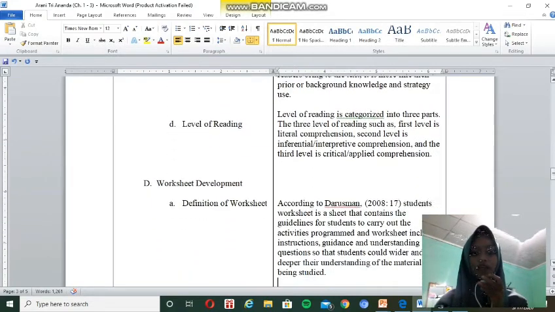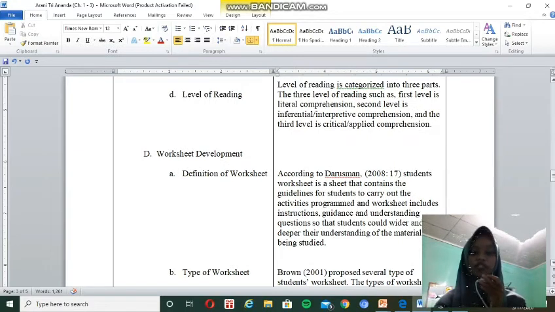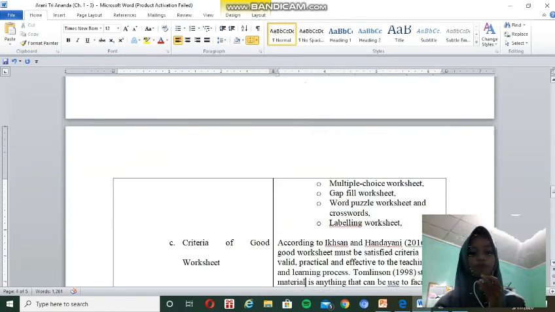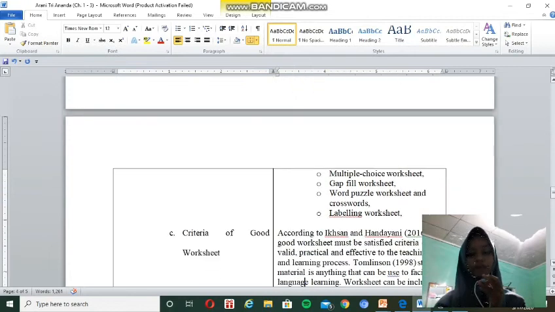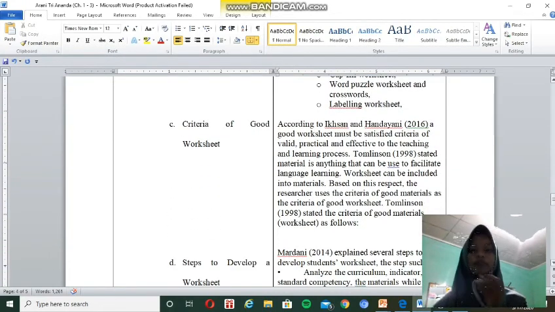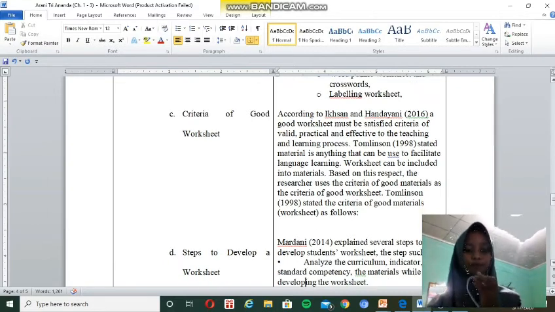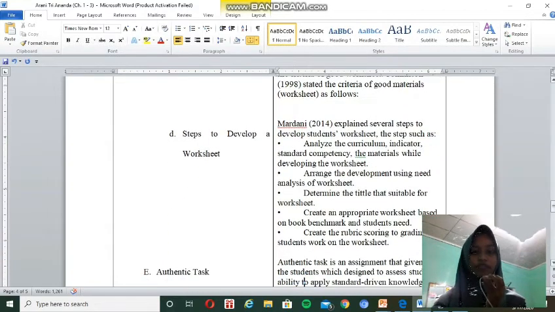And in here there is worksheet development: the definition of worksheet, types of worksheet, and also criteria and steps to develop. Actually, the criteria of worksheet I cited from Iksan and Handayani and also Tomlinson. In Tomlinson, he stated about good material. So I consider a worksheet as material, so I use the Tomlinson theory to have criteria of a good worksheet. And this is the step to develop the worksheet.